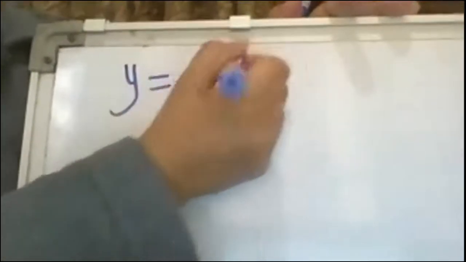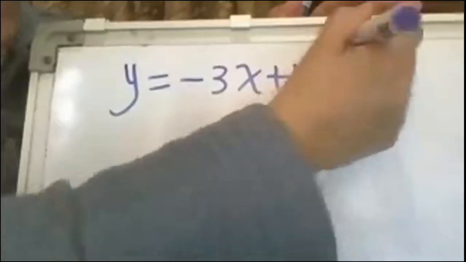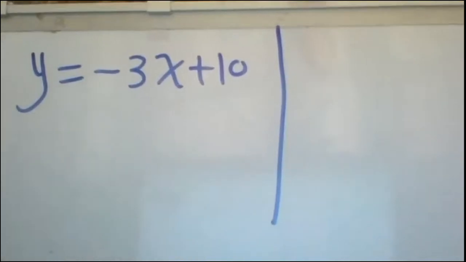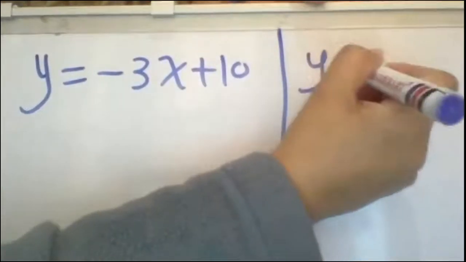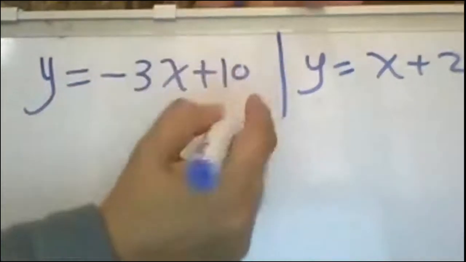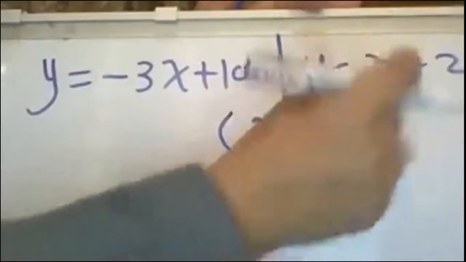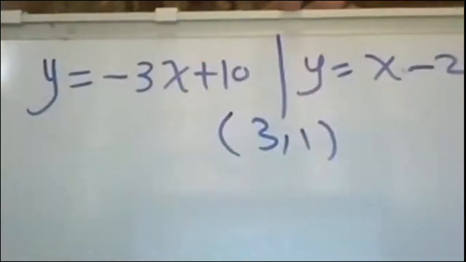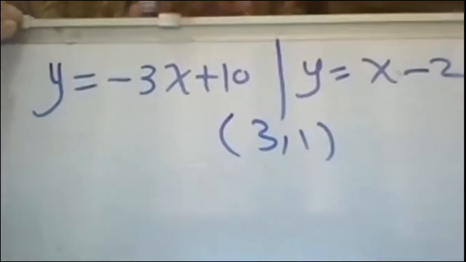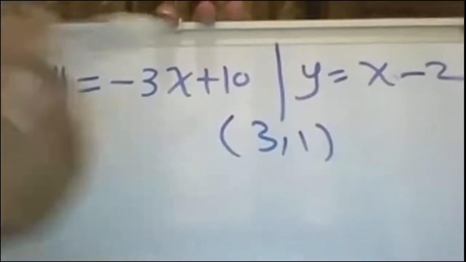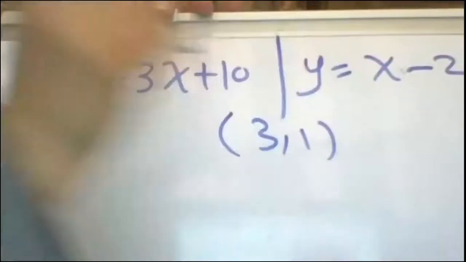The equations were y equals negative 3x plus 10, and the second equation was y equals x minus 2. And we said that the answer is 3 and 1. I want to be sure that this ordered pair is a solution for the equations or not. So I will go back to the two equations, and then I will check.